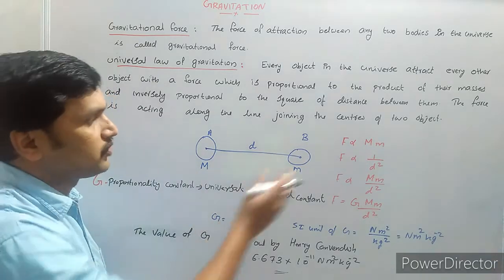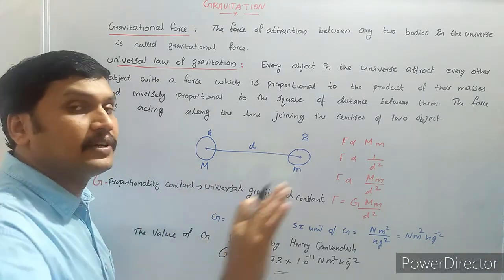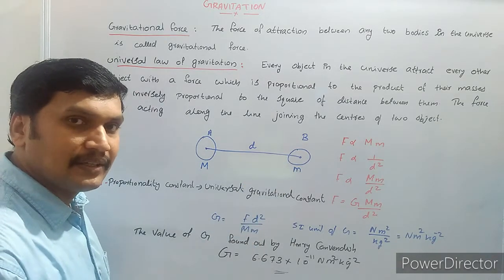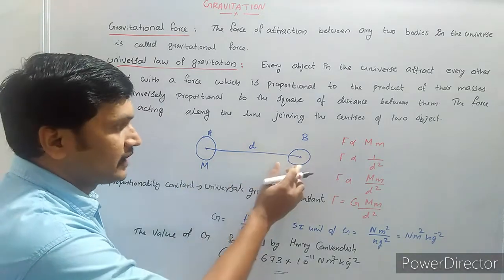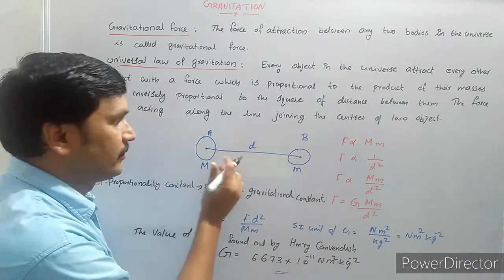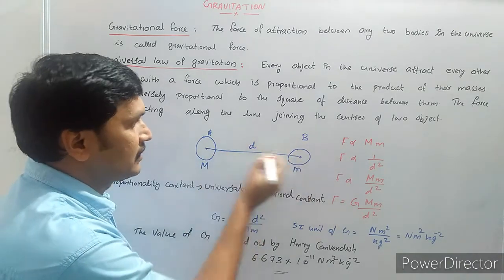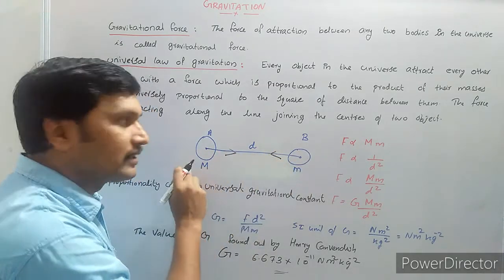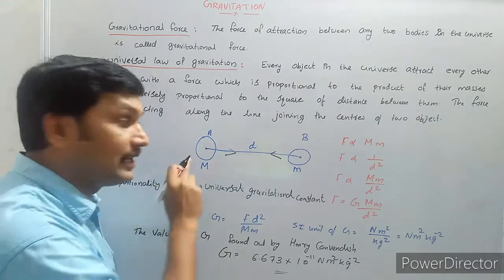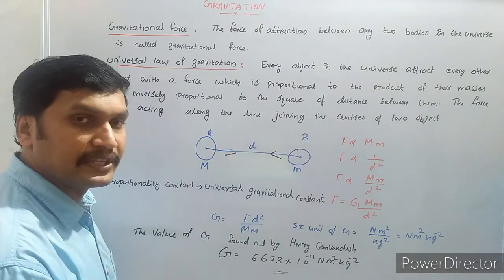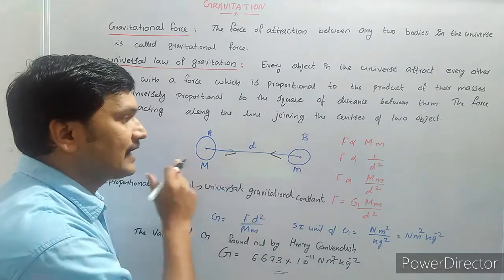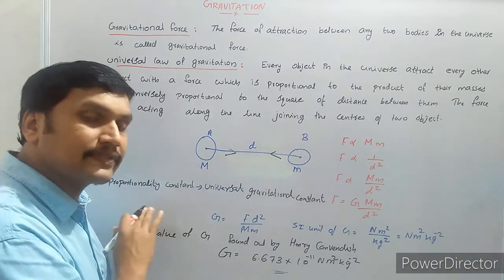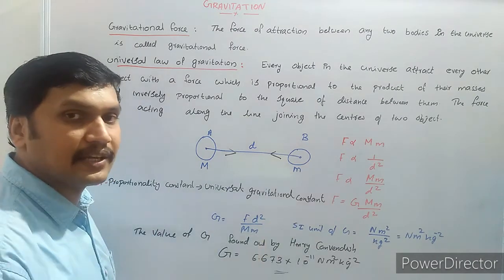So the gravitational force exists everywhere in the universe. Every object in the universe attracts each other. A attracts B, similarly B attracts A. So we can say A is attracted towards B and B is attracted towards A. This force is actually acting along the line joining these two bodies. And this force exists everywhere in the universe.